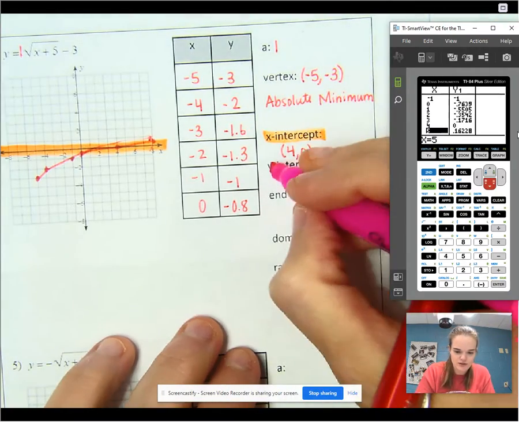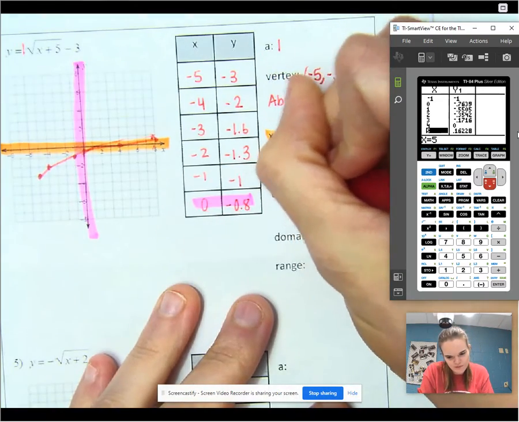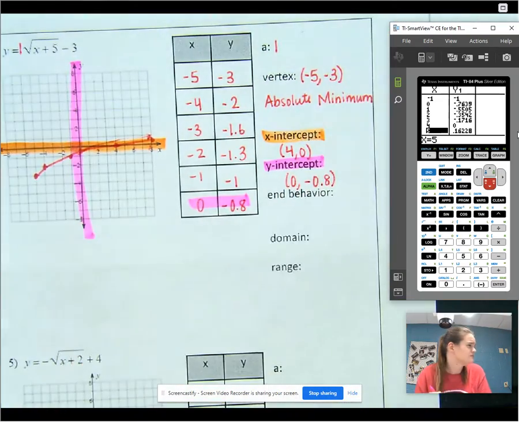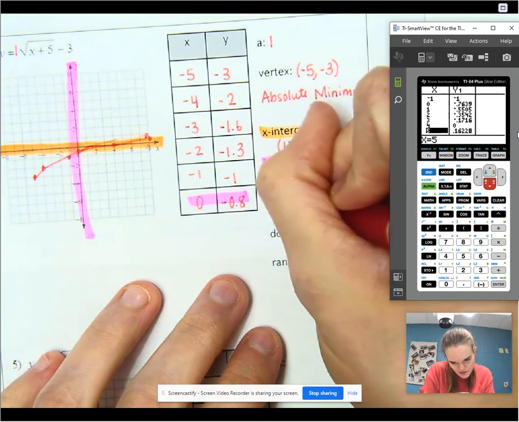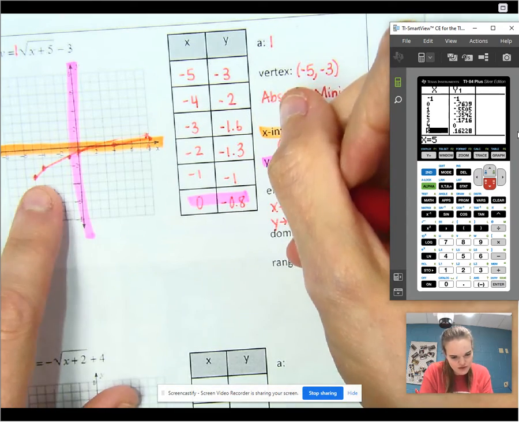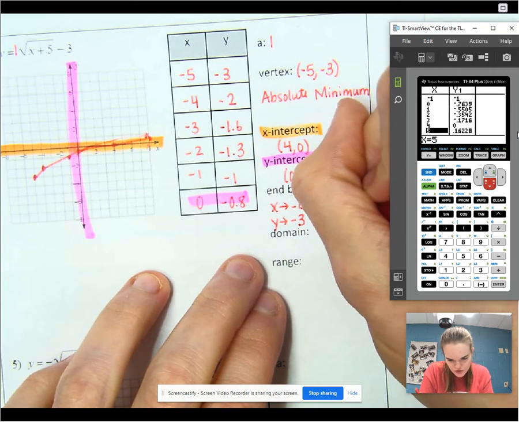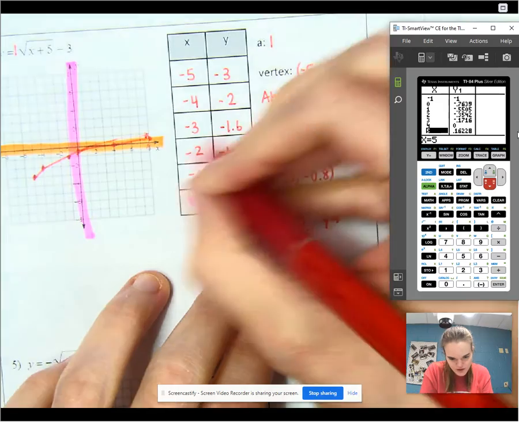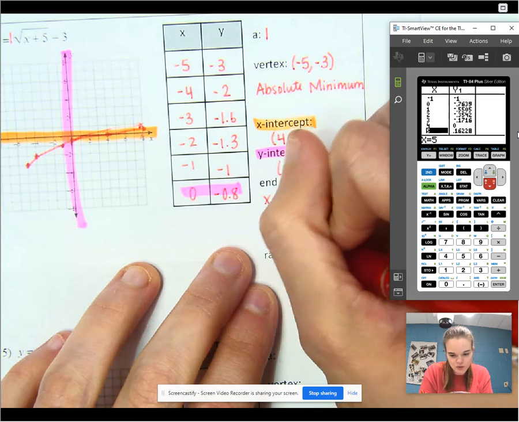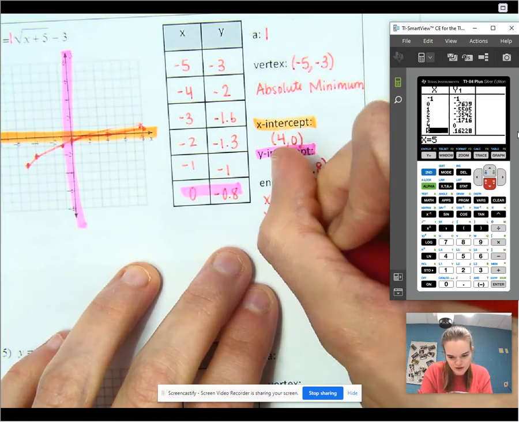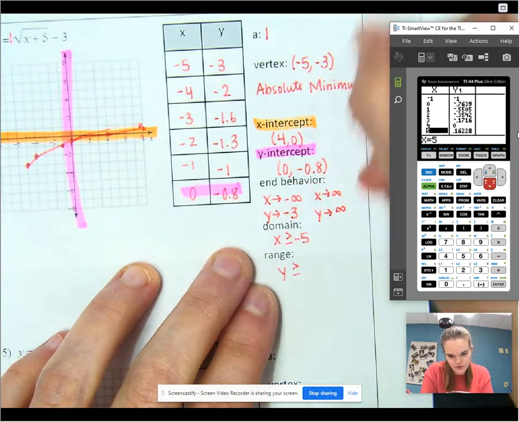The y-intercept is right here. 0, negative 0.8. The end behavior, when x approaches negative infinity, y approaches, it stops at negative 3. When x approaches infinity, y is going up forever, it is positive infinity. Domain, x, it's going right, greater than or equal to negative 5. Range, y, it's going up, greater than or equal to negative 3.